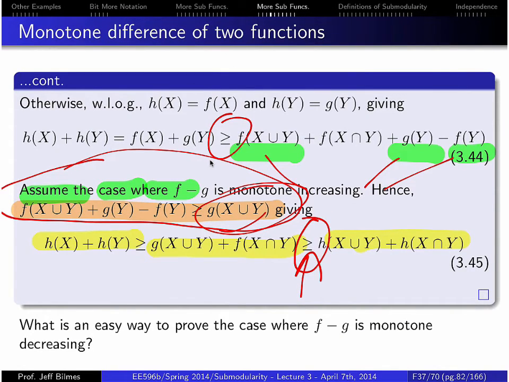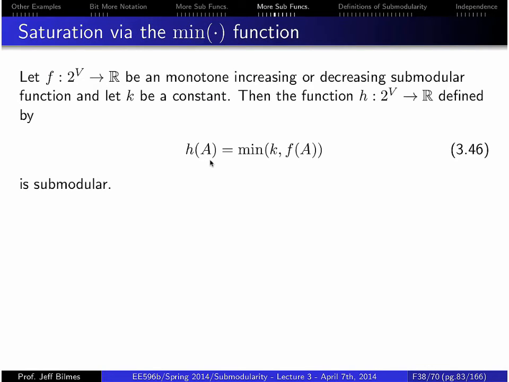Oh, one last thing. In order to prove that the opposite is the case, that it's also true when f minus g is monotone decreasing as opposed to increasing, what do we do? You just switch them. Yeah, switch f and g. And then it becomes monotone increasing, and use the same proof. The names don't matter. Okay, so any questions on that?